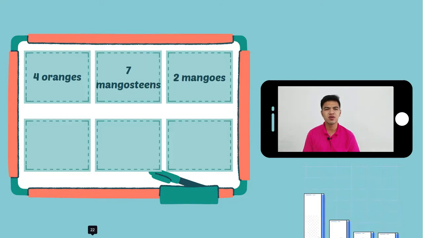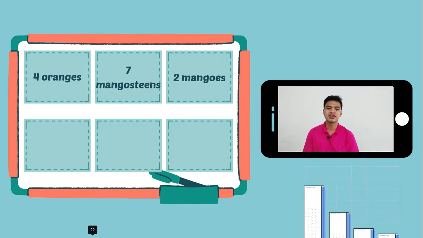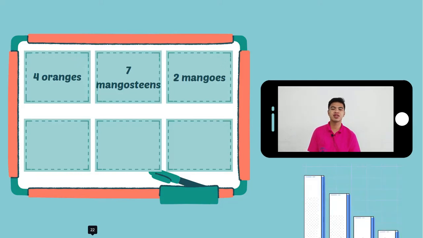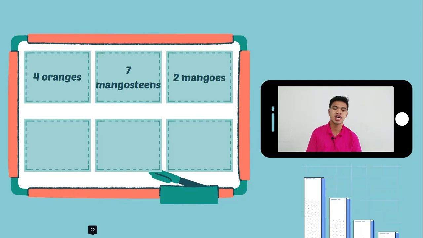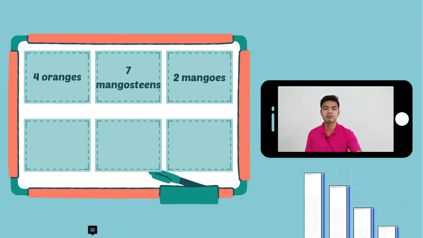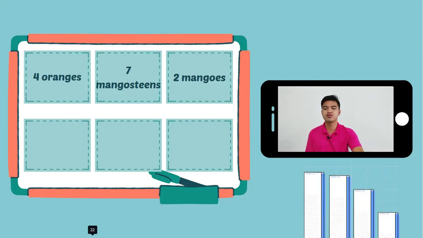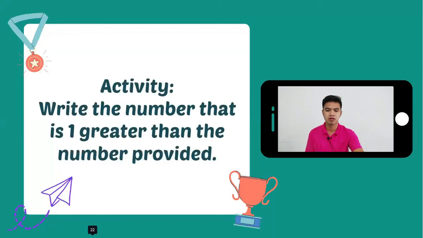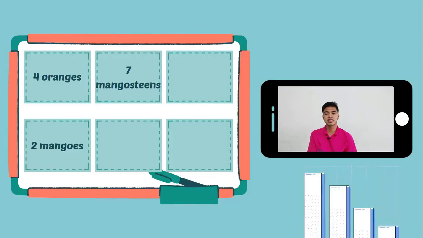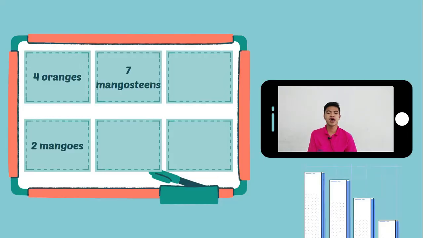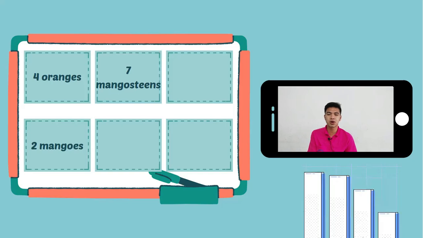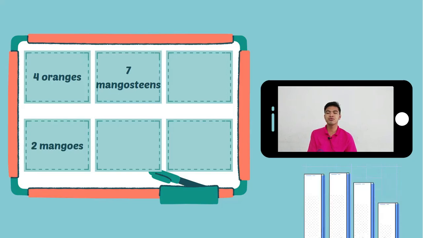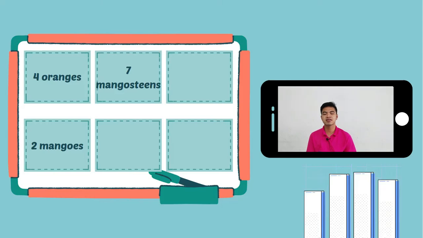So when you say ascending, what is it? Good job! It is from the smallest to the biggest. So here we have 2 as the smallest number. So we're going to write 2 mangoes. 2 is the smallest among them. So we have the first number, 2 mangoes. And then we only have 2 numbers. We have 4 oranges and 7 mangosteens.